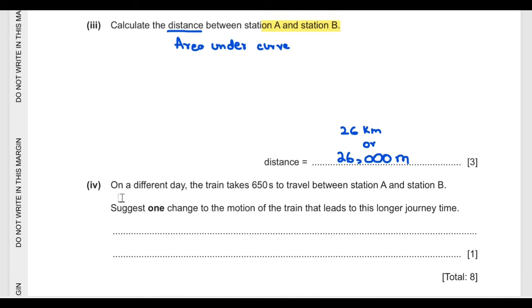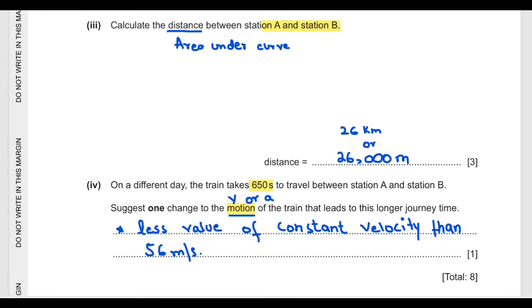Now part number 4 says, on a different day the train takes 650 seconds to travel from station A to B. Suggest one change to the motion of the train that leads to this longer journey time. If they are asking for the motion, that means they are asking for velocity or acceleration. What happened to the velocity and acceleration that causes the time to delay? So we can say that the train has got less value of constant velocity than 56 meter per second.